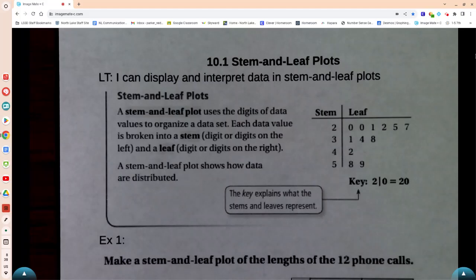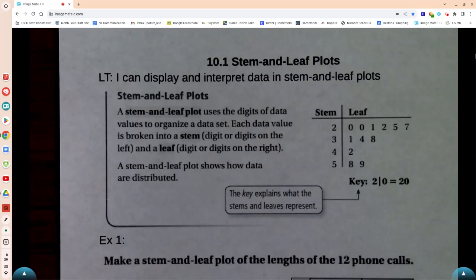Thank you. So a stem and leaf plot basically uses the digits of the different data values to organize a data set. Each data value is broken into a stem, which is a digit or digits on the left of the number, like the first digit or a couple of digits, and then a leaf, which is the digit or digits that are on the right. What I imagine a stem and leaf plot is taking your number and taking a pair of scissors and cutting it apart. For a 2-digit number, you're putting the tens digit on the left in the stem column, and you're putting the ones digit, the digit that's on the right, in the leaf column.